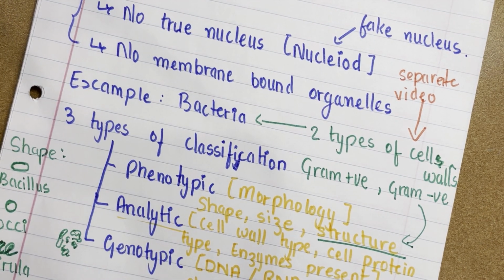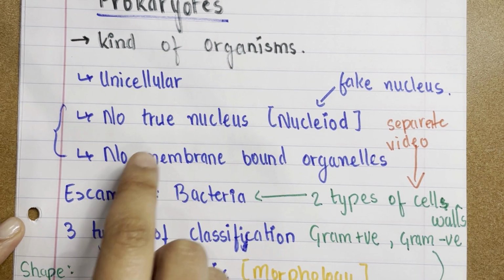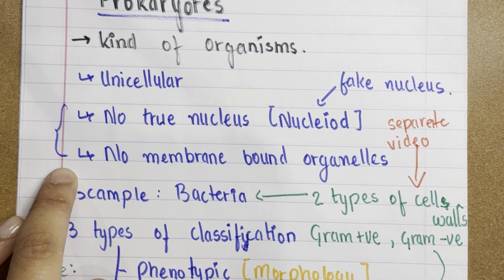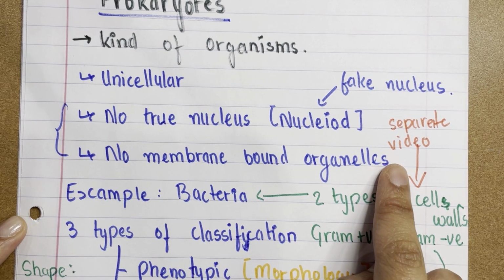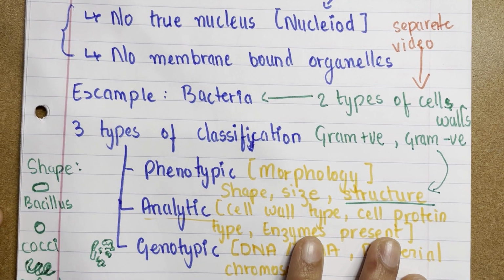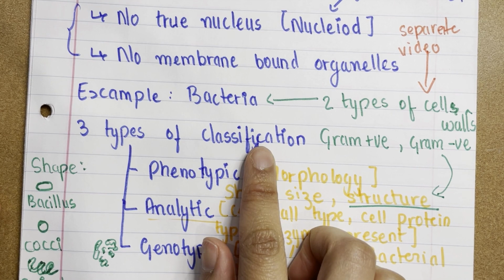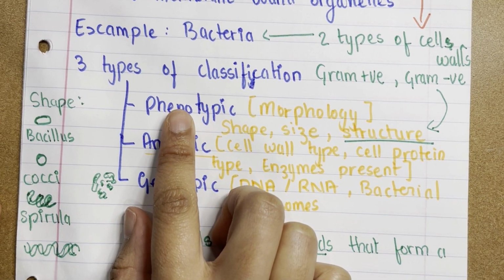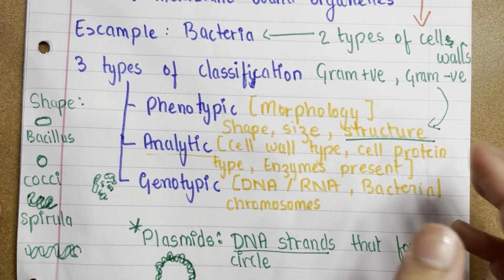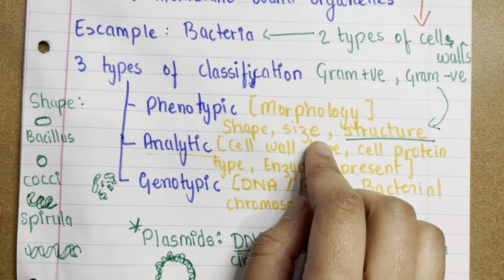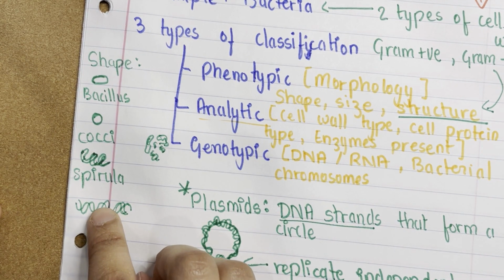To review this whole thing again, prokaryotes are unicellular. The definition of a prokaryote is that it doesn't have a true nucleus and it doesn't have membrane-bound organelles. An example of prokaryotes is bacteria, and bacteria are classified into 3 classifications. One is phenotypic classification, where we consider the morphology or the physical structure of the bacteria, like shape and size and structure. So here we have all the shapes of the bacteria.